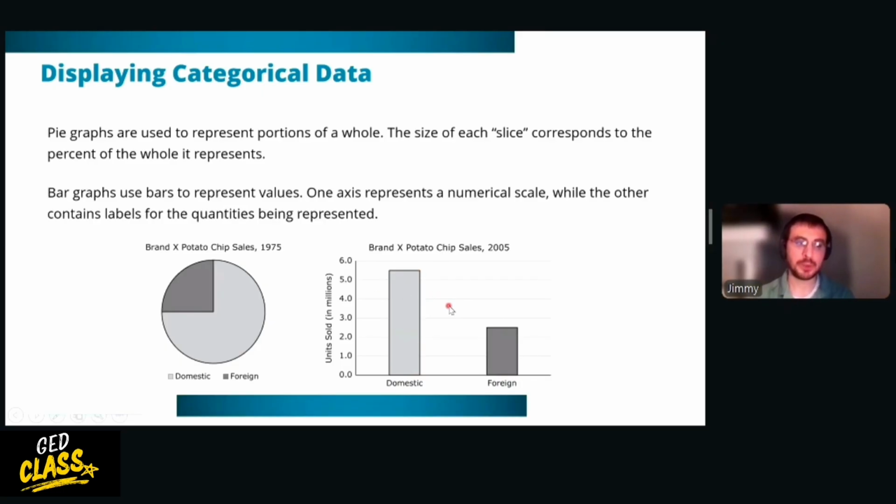All right, great work. So just some ways that you could see data being displayed. Categories of data, in this case, domestic category versus foreign category of brand X potato chip sales.